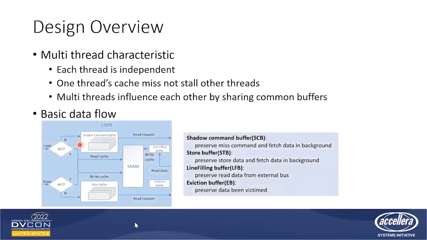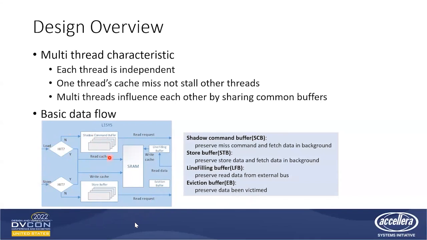Let me take the basic data flow as an example. There are a shadow command buffer, which is SCB here, the store buffer, which is STB, the line filling buffer, LFB, and the eviction buffer, EB. If a load or store instruction comes to L1S and hits the cache, the data flow is simple: they read or write the cache directly. But if they get a cache miss, a load instruction will go to the shadow command buffer, and a store instruction will go to the store buffer.